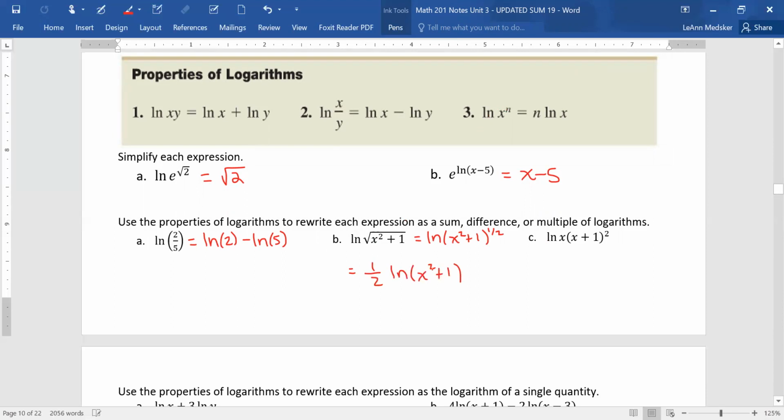Please do not make the mistake of thinking that we can separate that. That is not a times or a divide. You cannot separate addition inside of a logarithm. It's only multiplication or division.